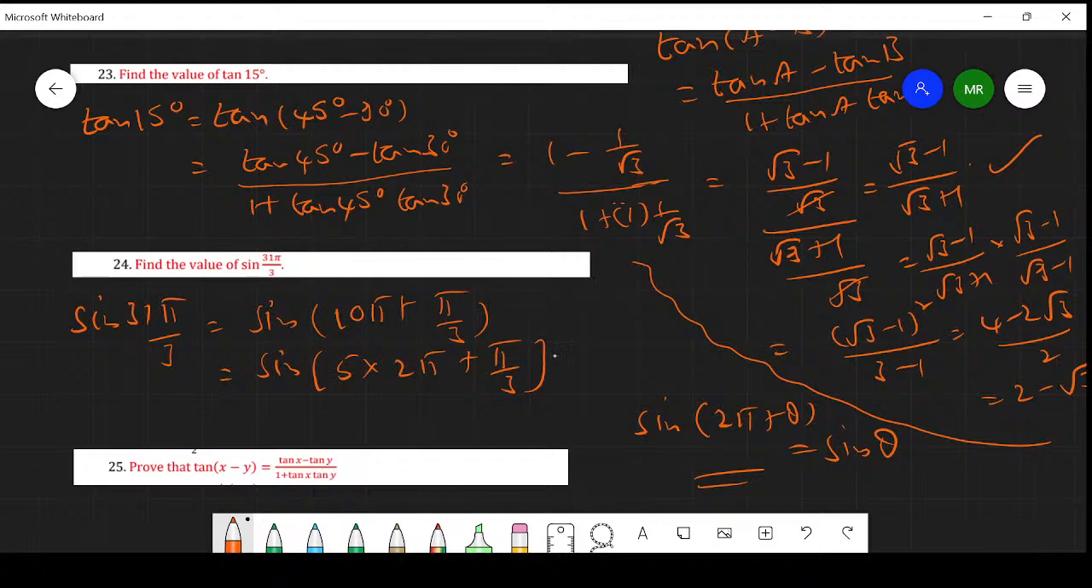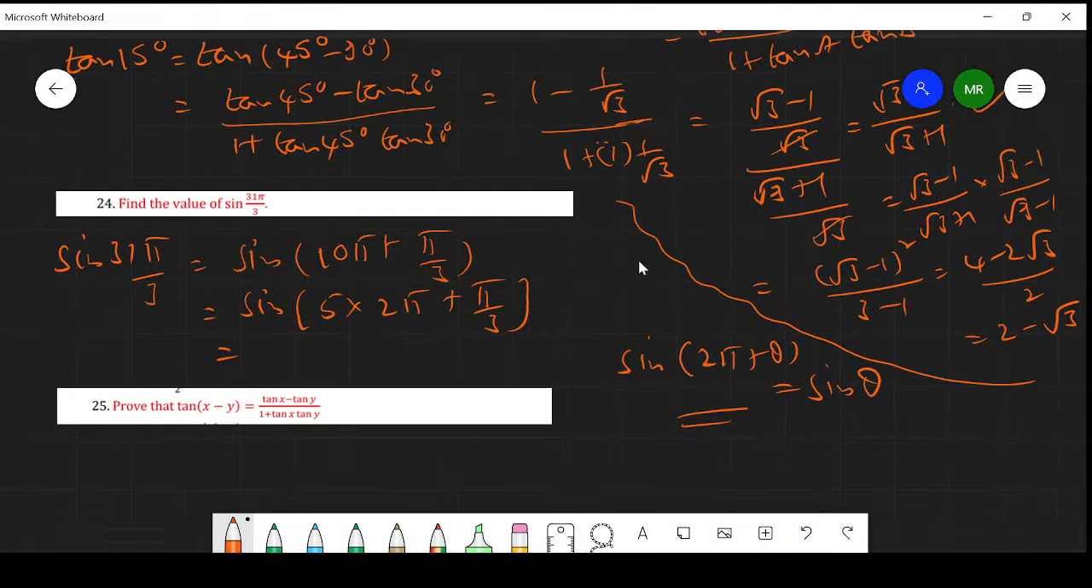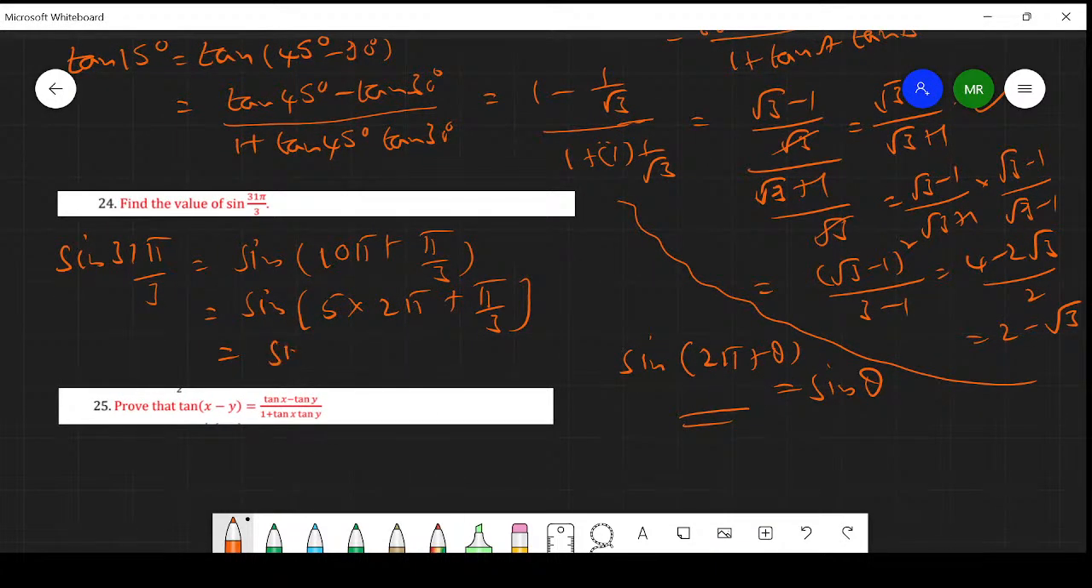In the first quadrant all are positive. So this will become sine of pi by 3. So sine pi by 3, sine 60, is root 3 by 2. That you can remember.